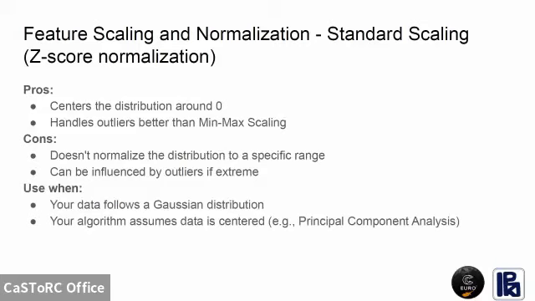Okay, this also again, same as before, when you identify outliers, you assume a normal Gaussian distribution in your data set, and then the algorithm will assume that the data is centered around 0, especially if you are going to use principal component analysis.